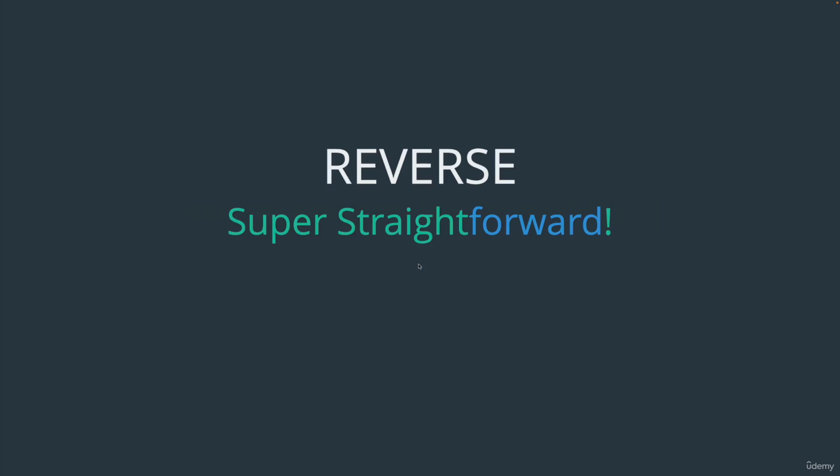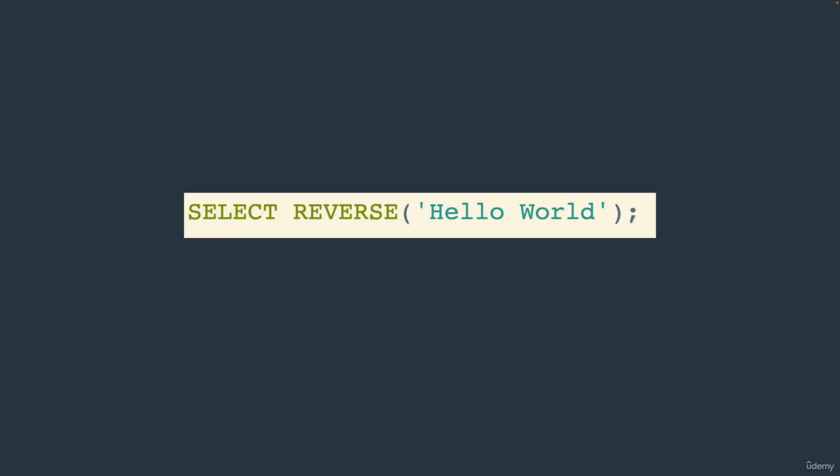Next up, we have one of the simpler string functions, which is reverse. Reverse will take whatever string we provide to it and reverse it. So if I do select reverse the string hello world, we end up with dlrow olleh. It's just the reverse, right? The casing is still preserved. It's simply the order that has changed.